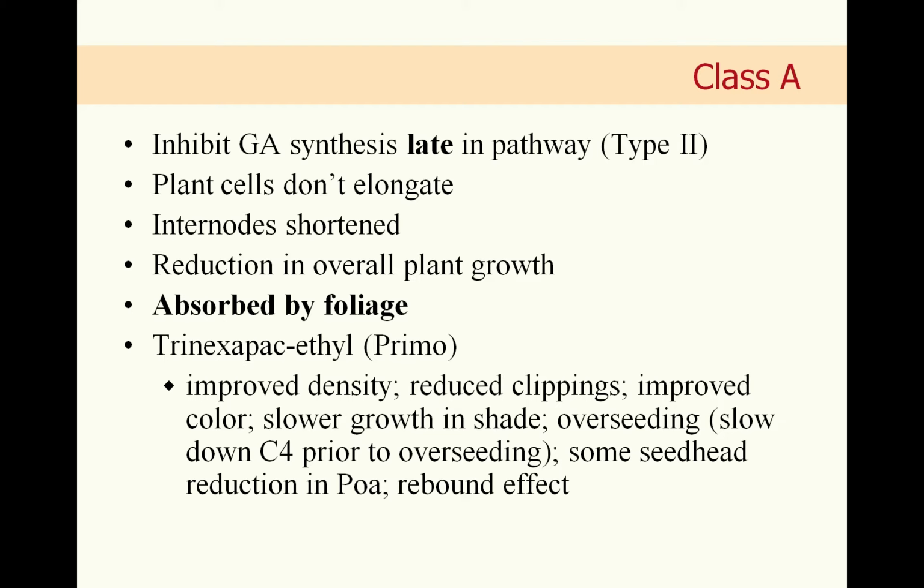It is also used in overseeding, where you slow down the warm season grasses during conversion to cool season grasses in the winter in the south. You apply these products to slow down the warm season grass while the cool season grass is germinating. They can result in some seed head reduction in Poa stands, but it's not the primary use. And we often see a rebound effect with this compound.